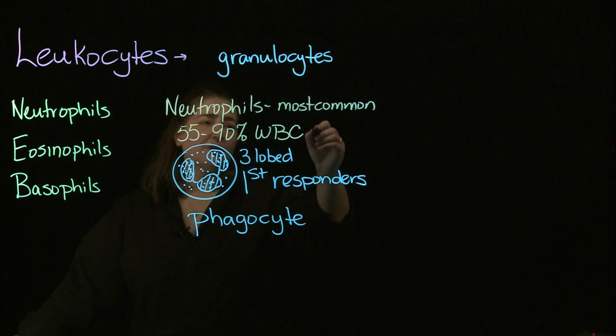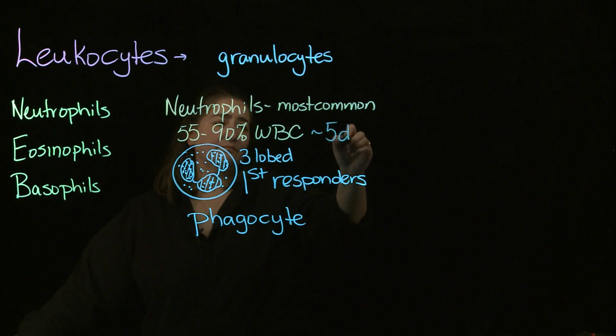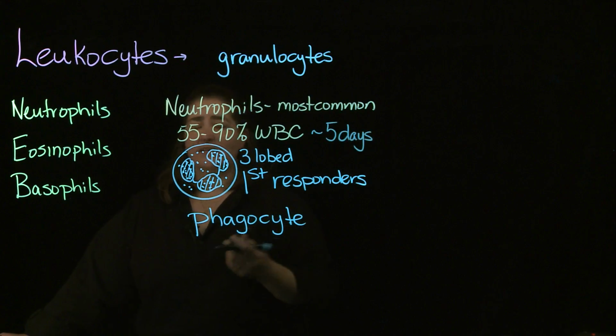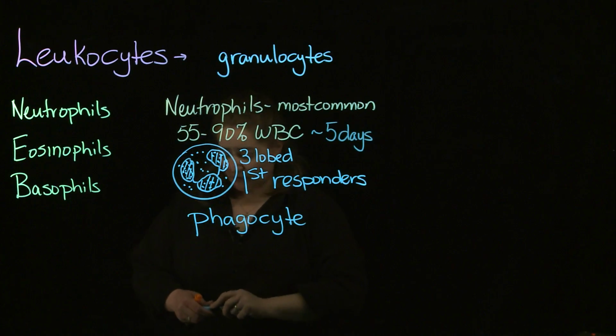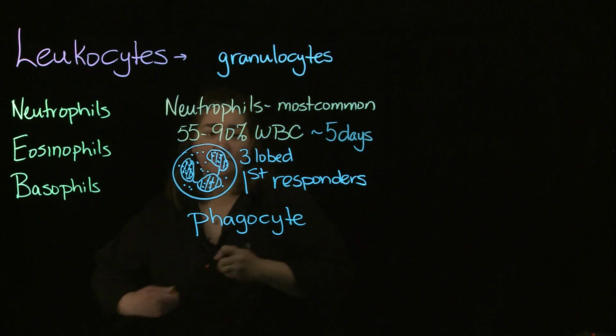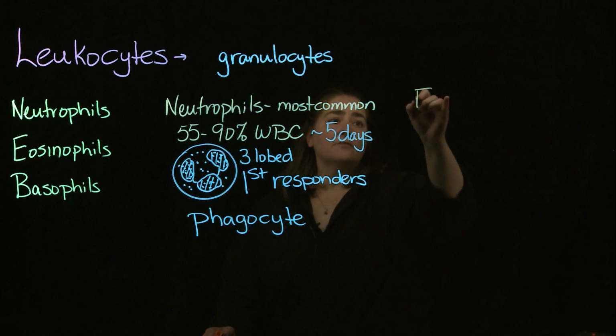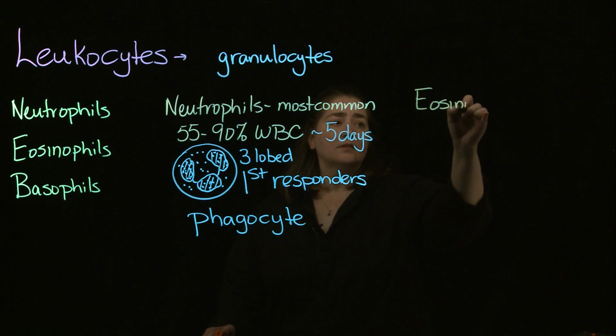All right, their lifespan runs about 5 days, give or take. So the neutrophils are one of our granulocytes. Our eosinophils are another.